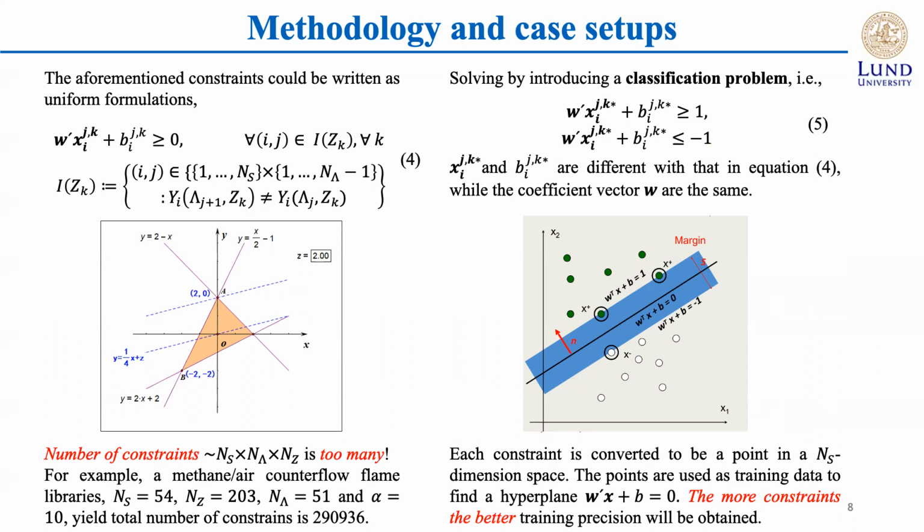The points are used as training data, so we don't worry about the number of constraints anymore. In contrast, the more, the better. The more constraints, the better training precision will be obtained.